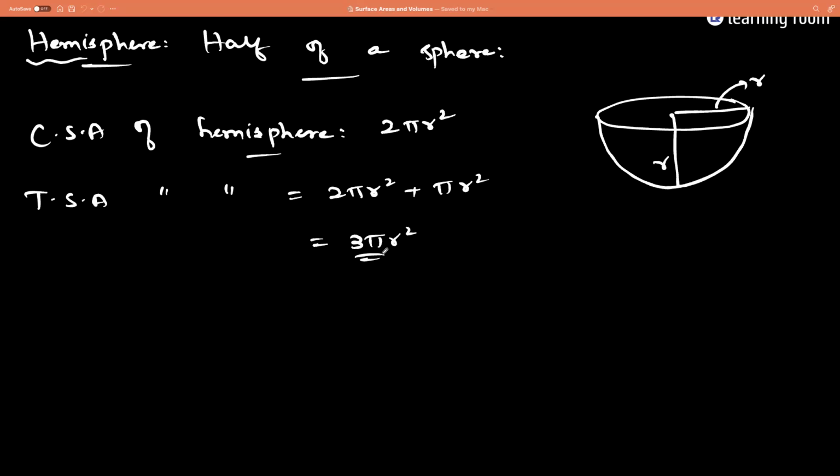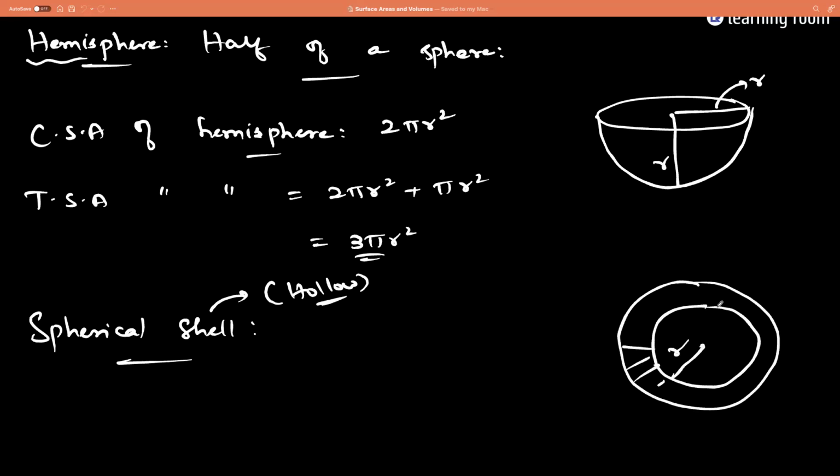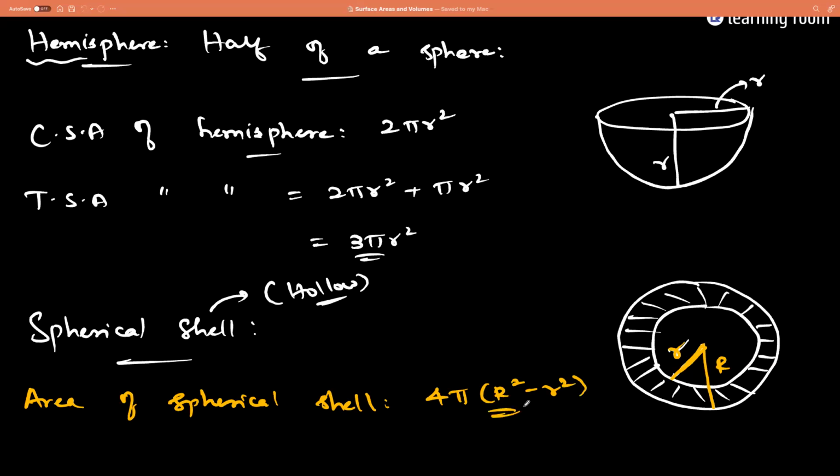And lastly, we have something called a spherical shell. A shell basically means a hollow surface, right? What does a spherical shell look like? It has this amount of thickness. If I call the internal radius small r and the external radius capital R, the surface area is going to be 4 pi into capital R square minus small r square. So make a note of this.